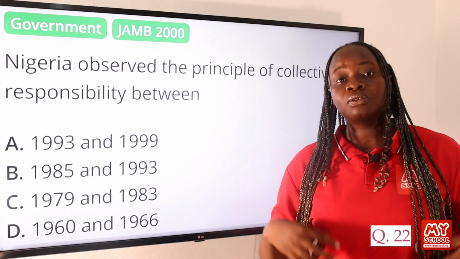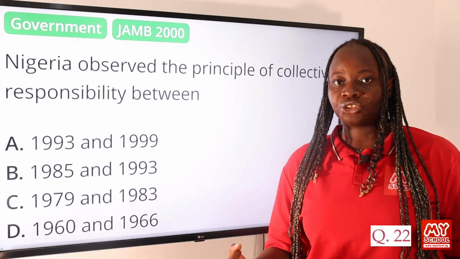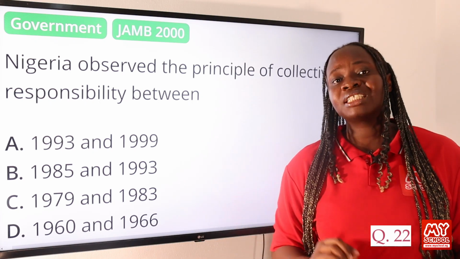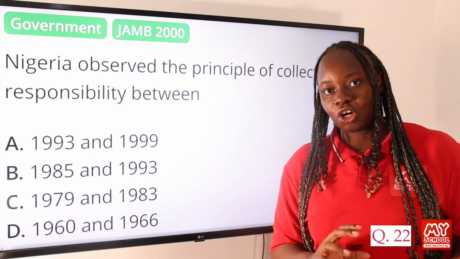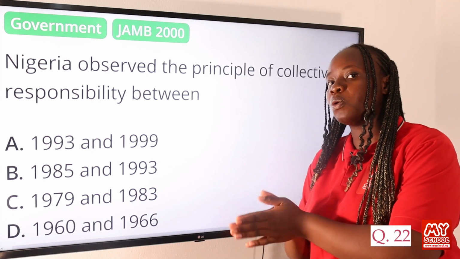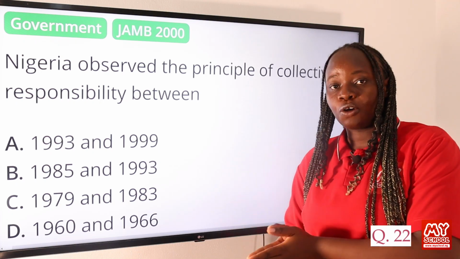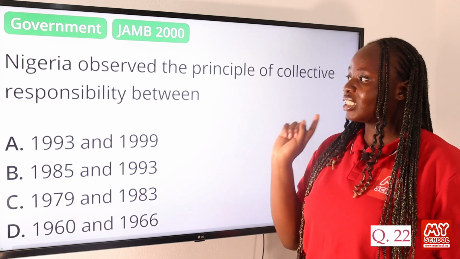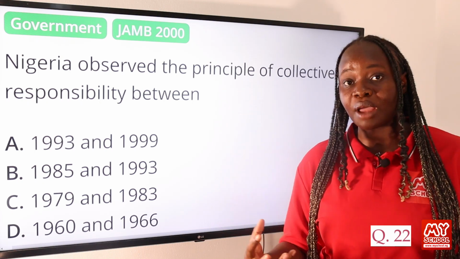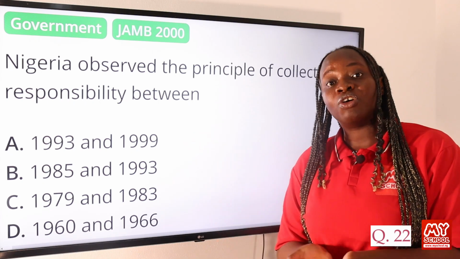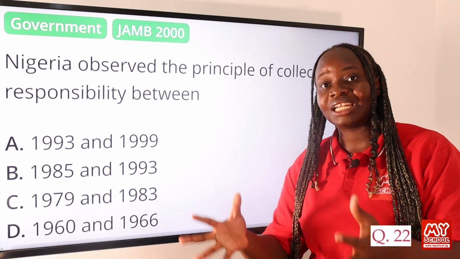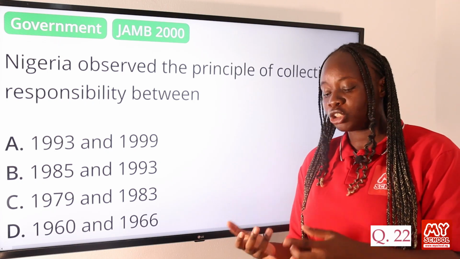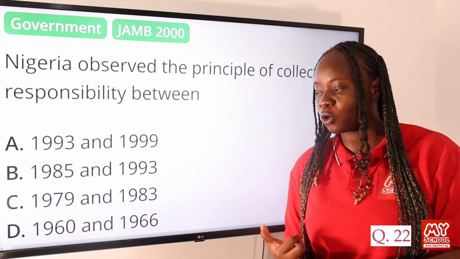Then in 1963, we had the First Republic. So Nigeria now developed a republic within the country. Nnamdi Azikiwe became the first ceremonial president, and Alhaji Tafawa Balewa was the Prime Minister of the country. So in that situation, there was collective responsibility. Collective responsibility is a situation whereby a certain group of cabinet ministers come together to take responsibility for the policy making and implementation within the country.